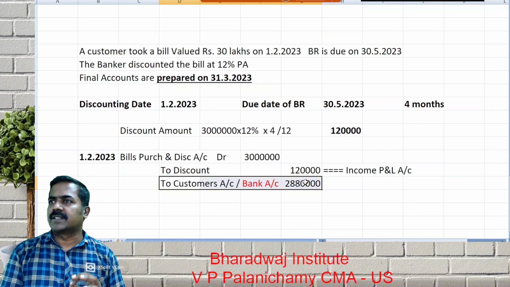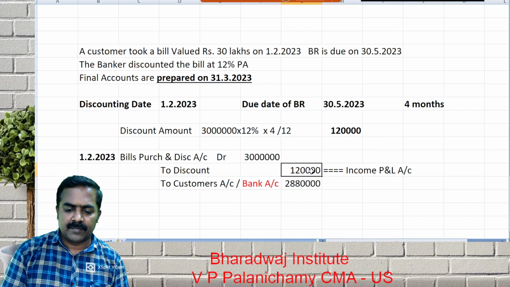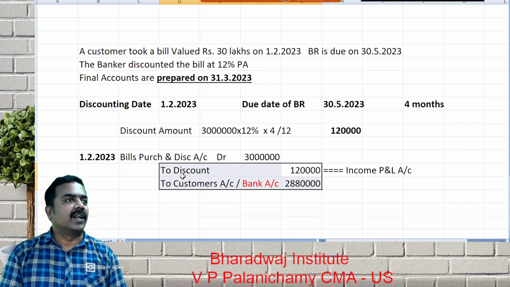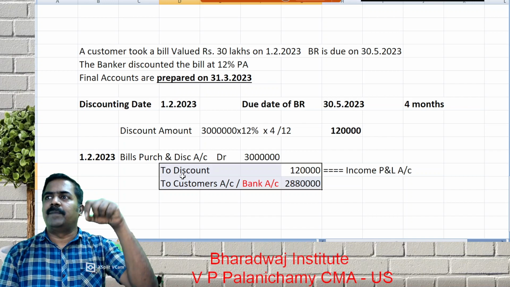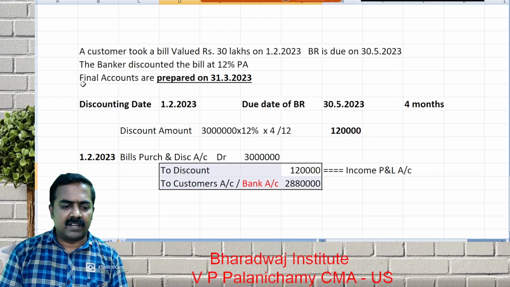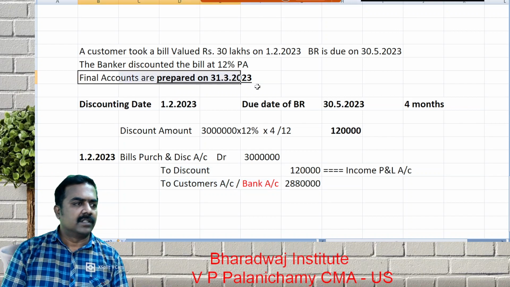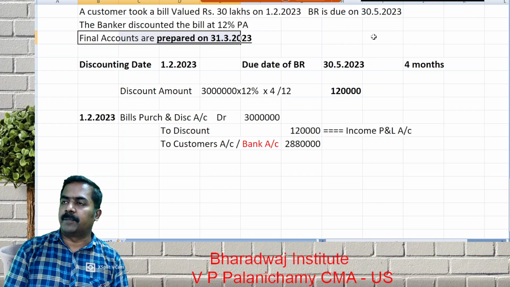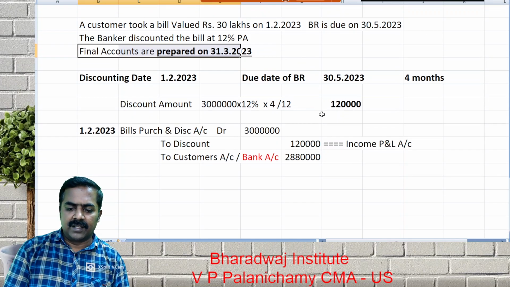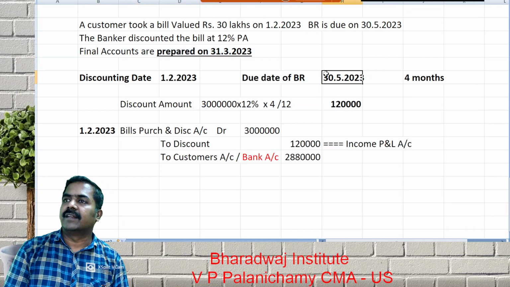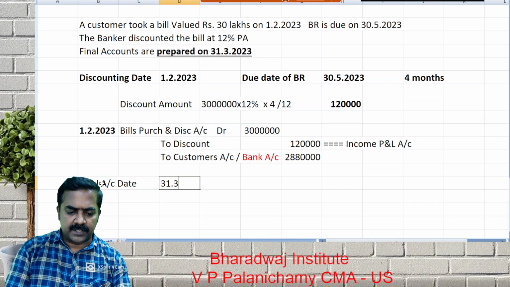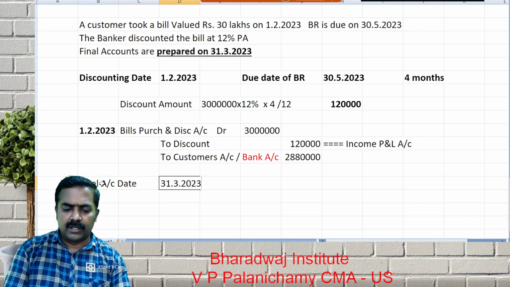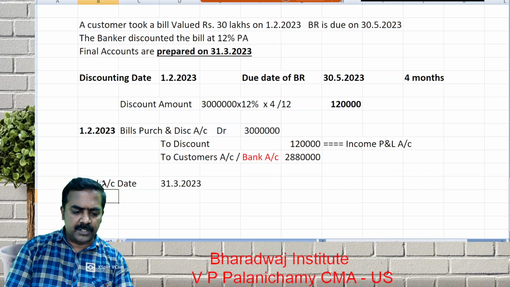But my question is, what is the income? 1,20,000. Wait. Does this income entirely belong to the current year? When are we preparing final accounts? 31st March 2023, we are preparing which one? Final accounts. But discounting was done up to what date? 30th May. Wait, pardon. What is the final accounts date? 31st March 2023. What is the bills receivable due date?